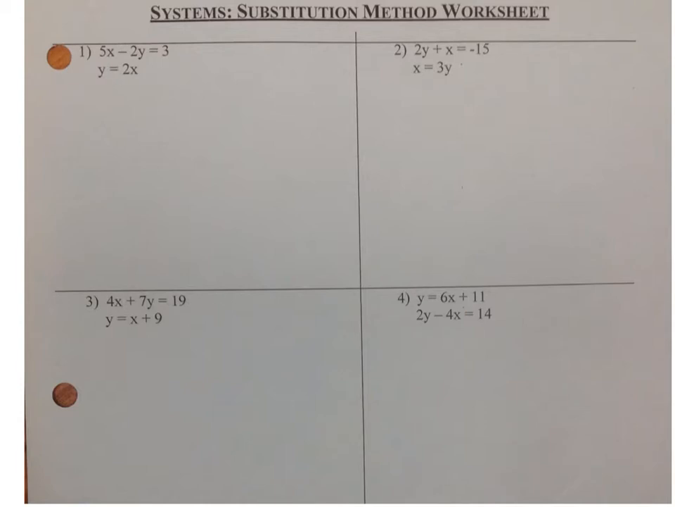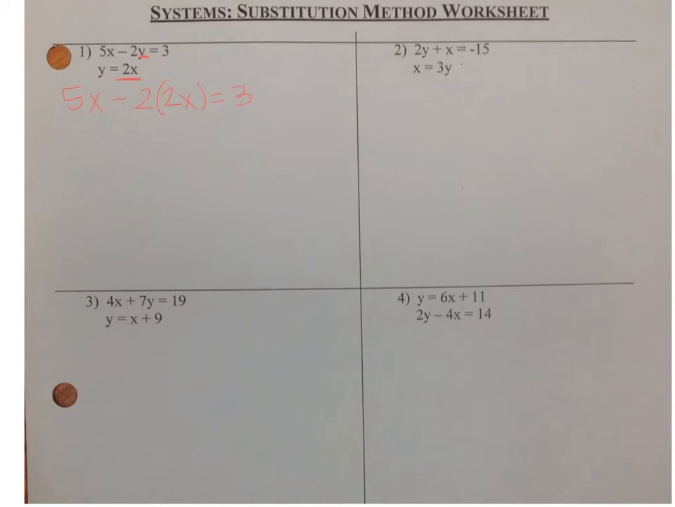For number one, you're substituting, so you're putting something in place of what was originally there. For example, you have a substitute in my classroom right now. They are in place of me. So you are going to take this 2x because y equals it. You're going to put in place of the y in the other equation. What that looks like is 5x minus 2, and instead of 2 times y, it becomes 2 times 2x equals 3.